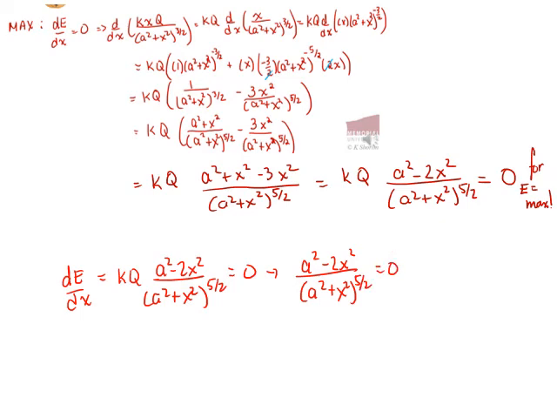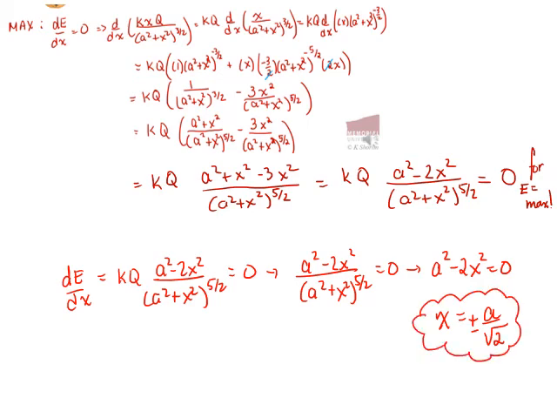So if my numerator is equal to 0, then the whole expression is equal to 0. So a squared minus 2x squared equal to 0 will give us our result. That means that x is going to be a divided by root 2, and it can be plus or minus. It can be in front of the ring or behind the ring. So this is the position at which the electric field is a maximum.